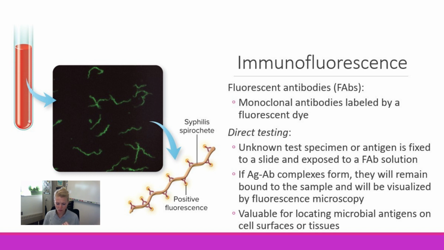And we can also determine exactly where in a sample a pathogen is either living or what it's bound to. So using immunofluorescence is a pretty great way to not only identify a pathogen, but also find out a little bit more about its location and even amount in a sample.